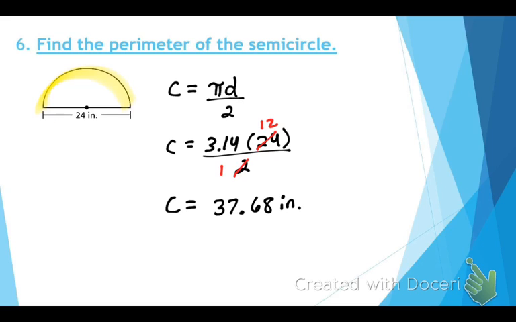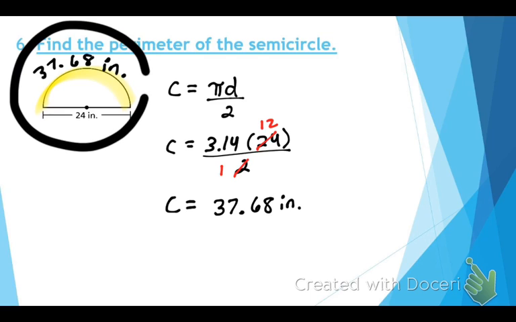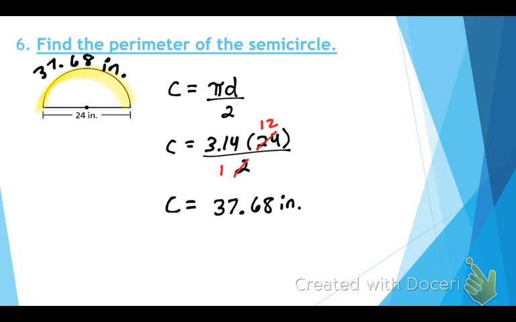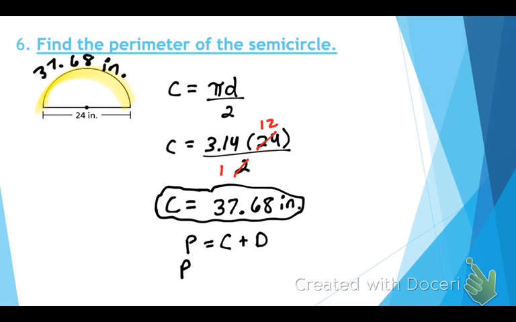Guys, all this has done is tell us that this is 37.68 inches. But if you remember, I want the perimeter of this whole thing. So what should I do? Plus. I've got to add in my diameter. So remember, this is just the first part. Now I need to find the perimeter equals the circumference plus the diameter.